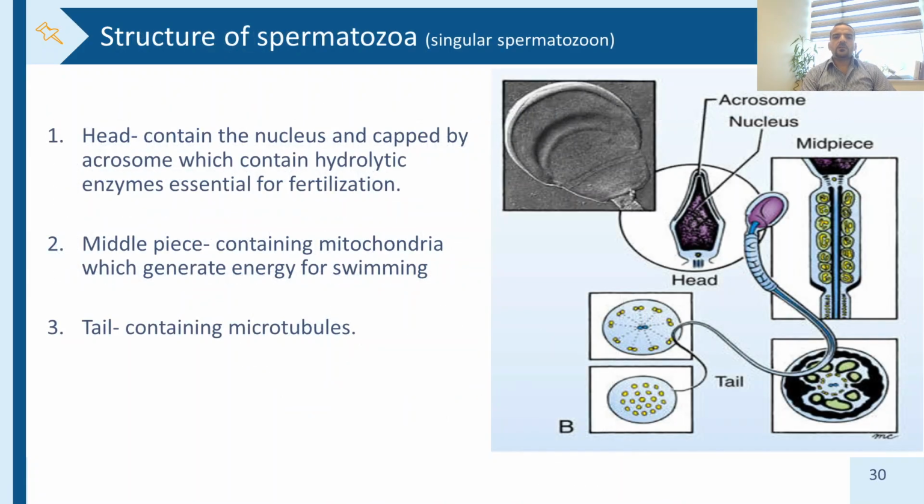Now, what is the structure of the spermatozoa, the singular of which is spermatozoon? We have the head, middle piece and tail. The head contains the nucleus, which carries the genetic material, 23 chromosomes. The middle piece contains mitochondria, which is important for the swimming of the spermatozoa, providing the energy for movement. The tail contains microtubules, which also help with propulsion of the spermatozoa, which is their movement.